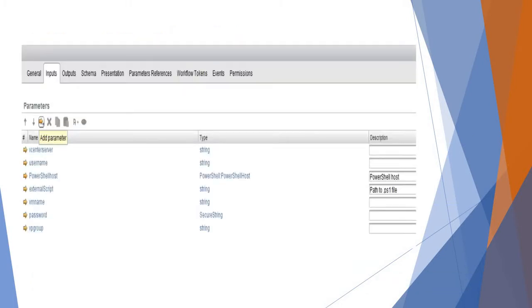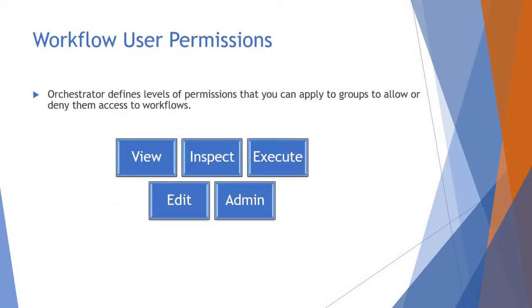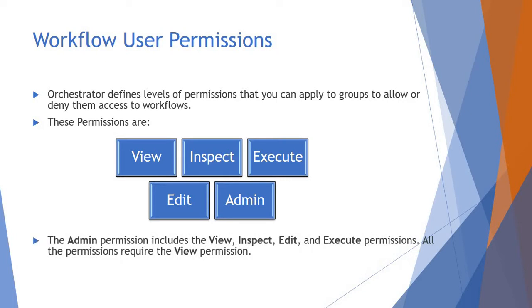Workflow user permissions. Orchestrator defines levels of permissions that you can apply to groups to allow or deny them access to the workflows. A few workflow permissions are view, inspect, execute, edit, and admin. Now let's learn about them one by one.